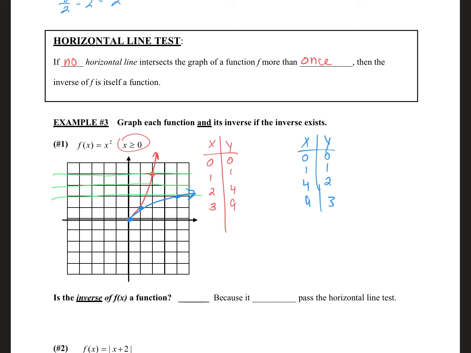We can also see that the graph of our new function in blue is going to pass the vertical line test, so then that's another way of determining that it's a function. So is the inverse of f of x a function? Yes, because it does pass the horizontal line test, okay? And when we're saying it here, we mean that f of x passes the horizontal line test, okay? So the inverse of f of x is a function because f of x passes the horizontal line test.